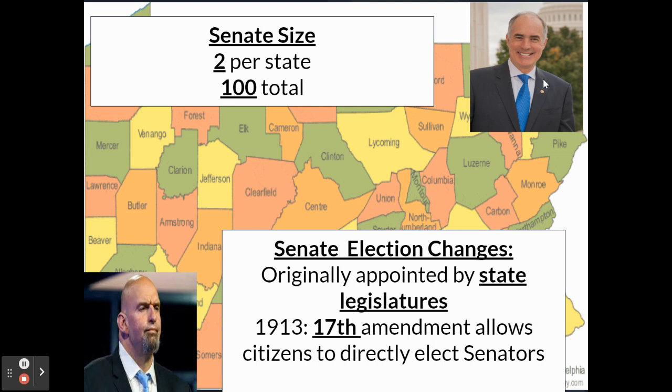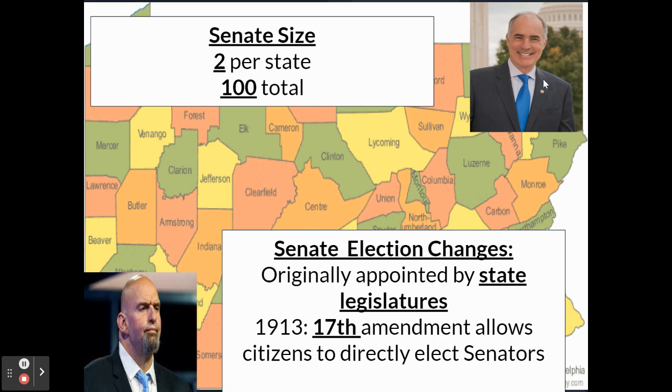Originally, as per the actual original design of the Constitution, senators were basically appointed by state legislatures. So the reps were always elected directly by the people, but the senators were appointed. That was intended by the founding fathers to balance out the influence of the people, where the people vote for representatives, and then the senators are just appointed. So they don't have that influence from the people.